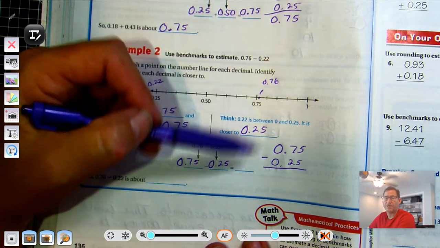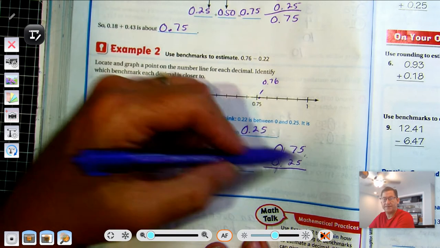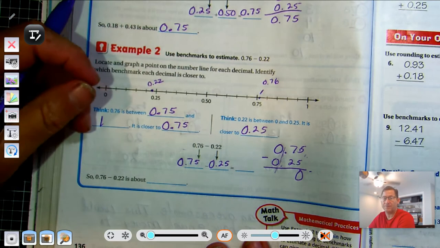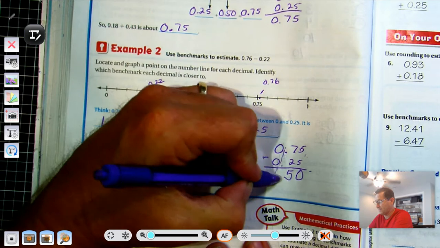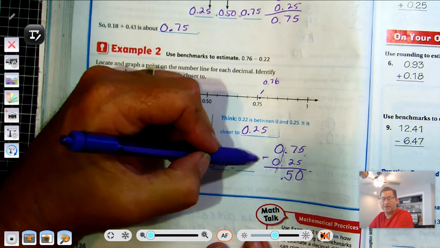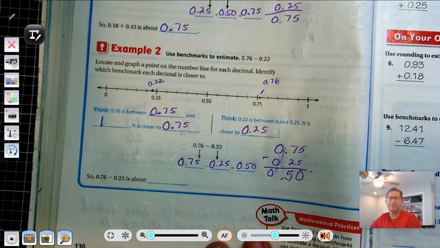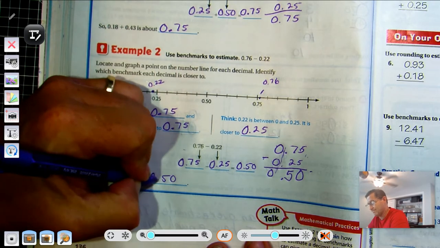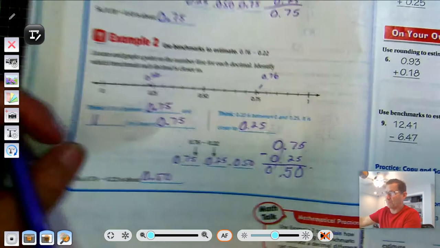Okay, so if we're going to subtract these decimals, we want to line up our decimal point and just go right to left. 5 hundredths take away 5 hundredths leaves you 0 hundredths. 7 tenths take away 2 tenths is 5 tenths. 0 ones take away 0 ones is 0. So 0.50, or 1/2. Okay, fairly straightforward.